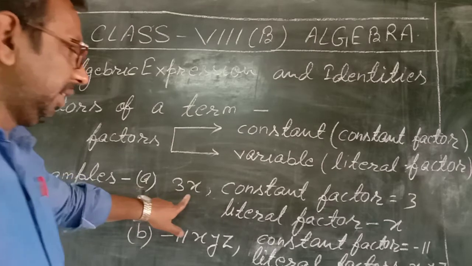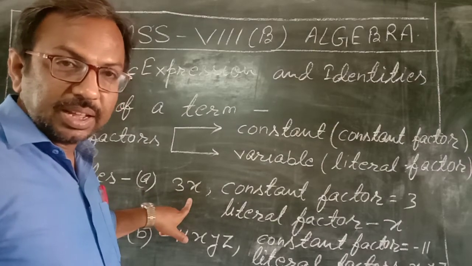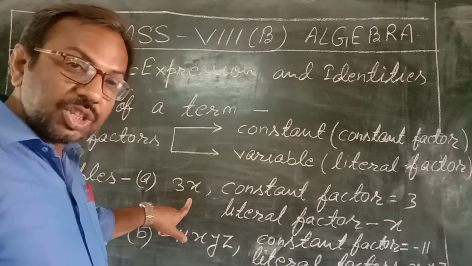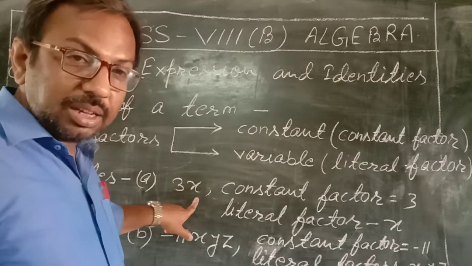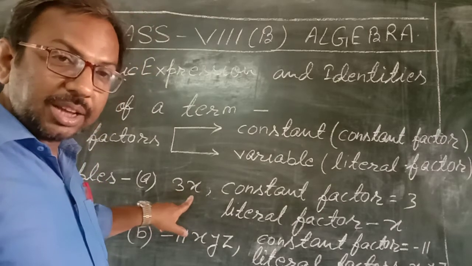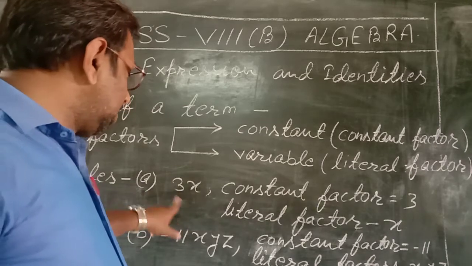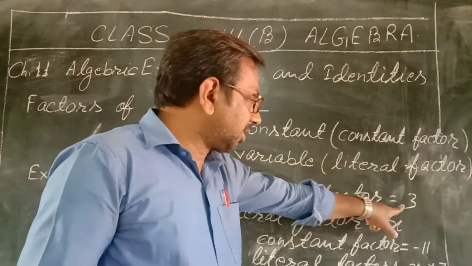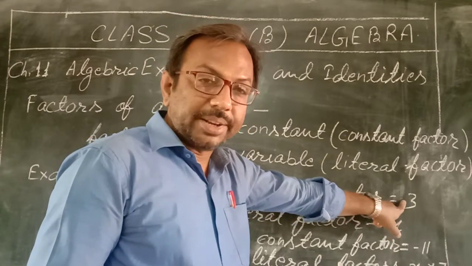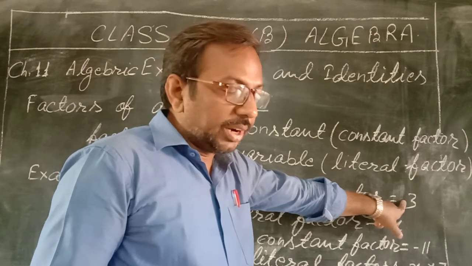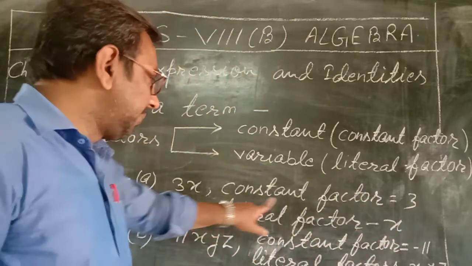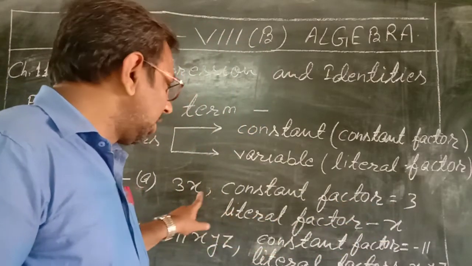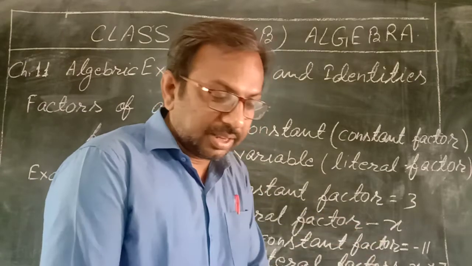Example A, 3x. This is an algebraic expression of one term, that is the combination of a constant term and a variable term. 3 is the constant term, x is the variable term. Now if you classify, the constant factor is 3. Here no sign is given, plus or minus, so we understand there is plus. The constant factor of this expression is 3, and the literal factor is x. This is not minus x, that is x.